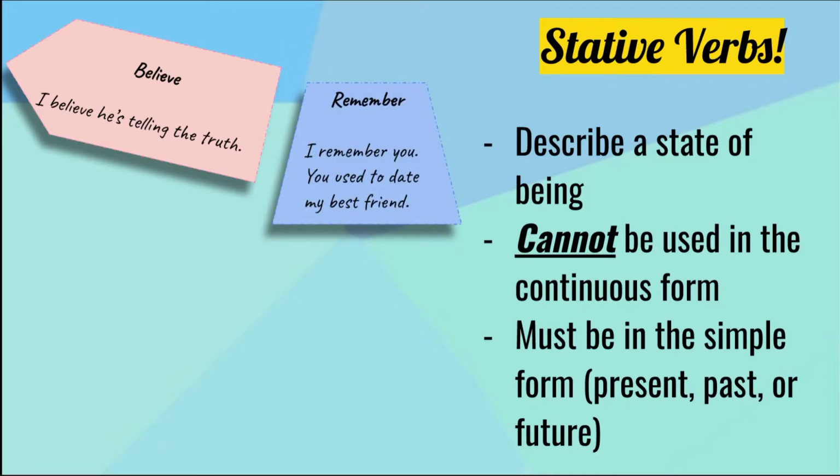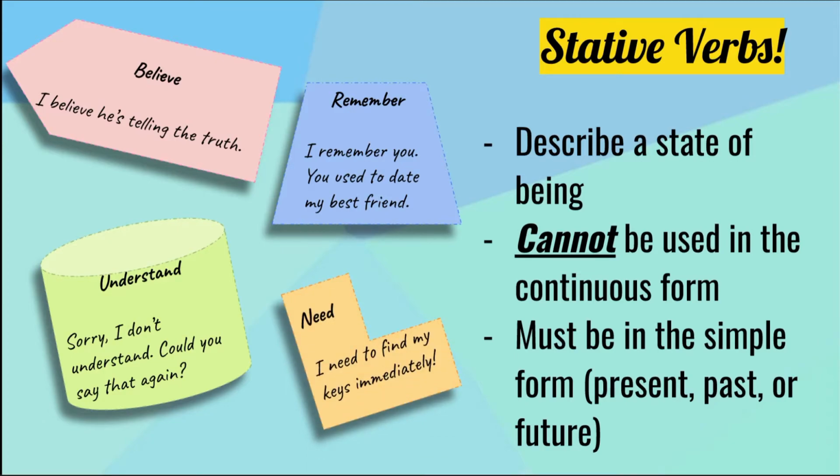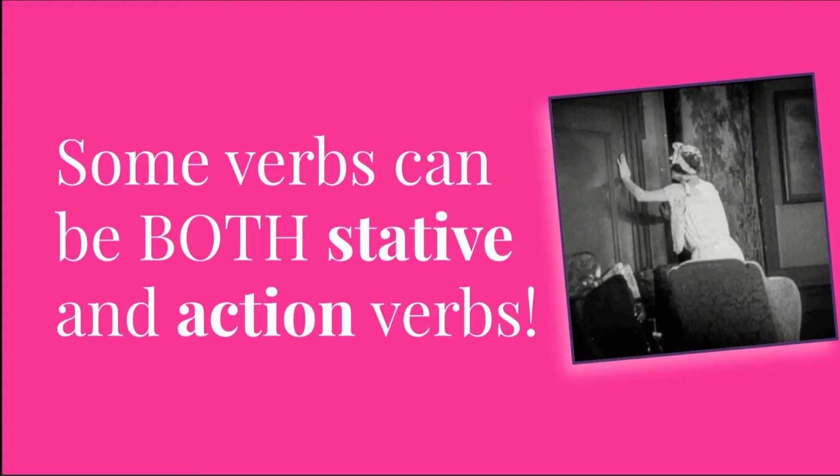Remember, like I remember you. You used to date my best friend. Again, remember here is happening now. I remember you, but we don't use the continuous form because it's not really an action. Understand, like sorry, I don't understand. Could you say that again? And need. I need to find my keys immediately. Need is a stative verb.